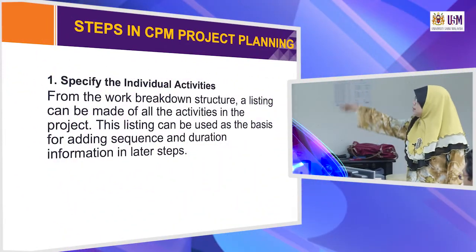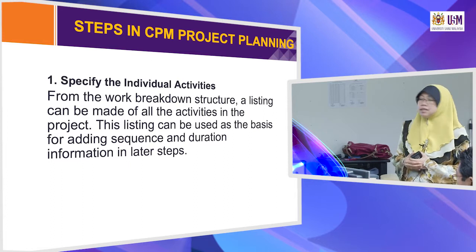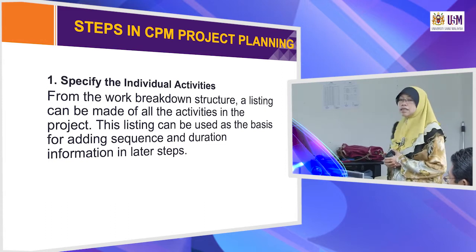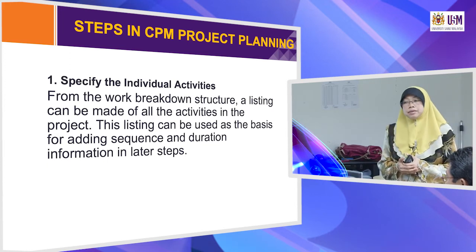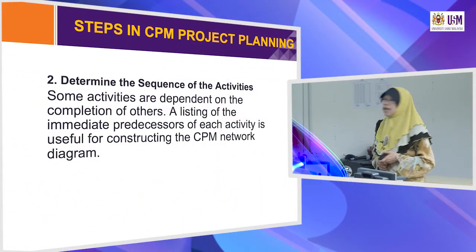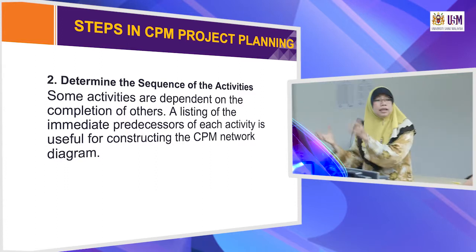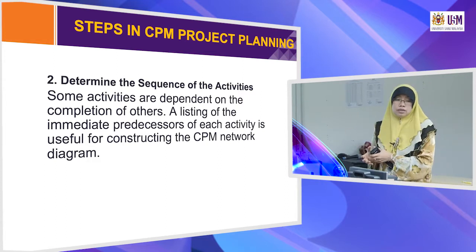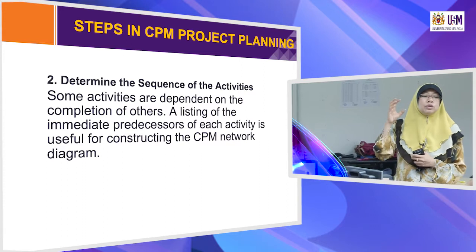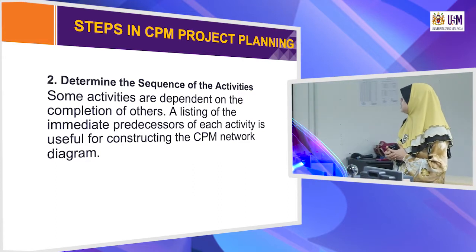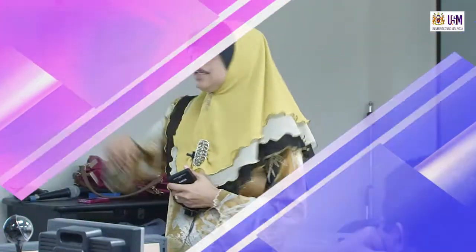When you specify from the breakdown structure, a listing can be made of all activities in the project. This listing can be used as the basis for adding sequence and duration information in later steps. Important: determine the sequence of the activities. Like I said just now, promotion and paperwork need to be done earlier. What is the sequence of the activities? What to be done first, what next, and so on. A listing of the immediate predecessors of each activity is useful. What needs to be done immediately?